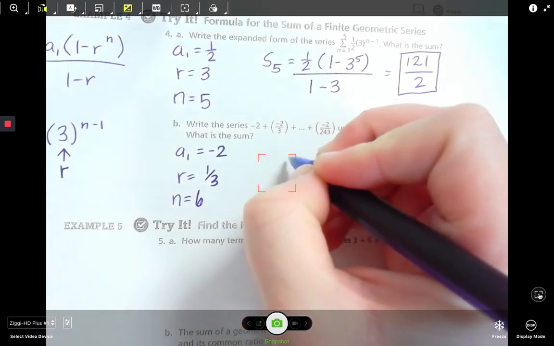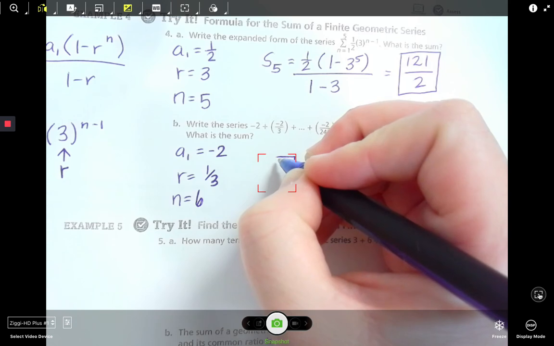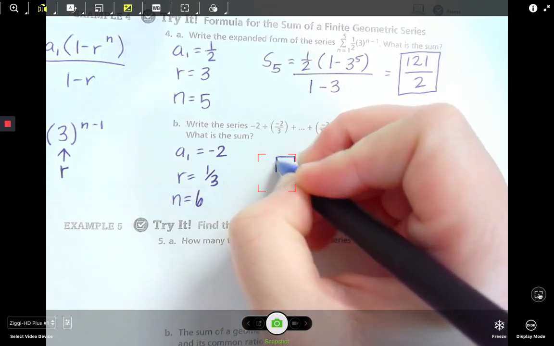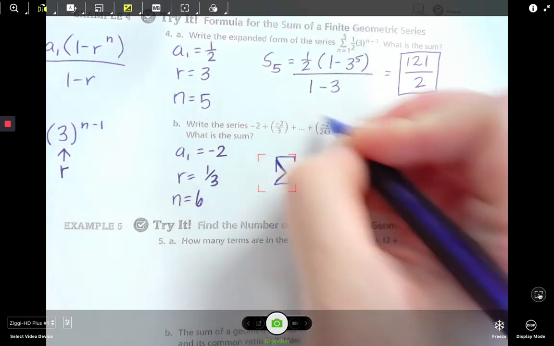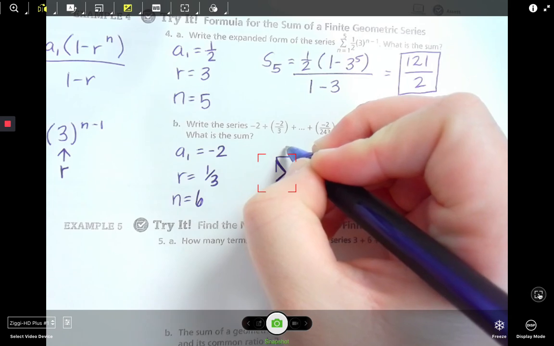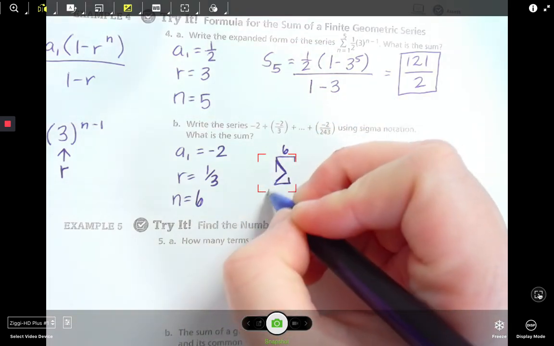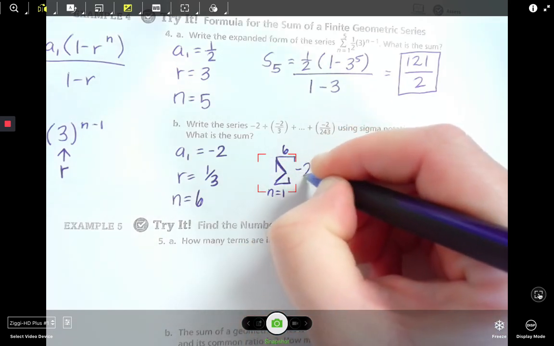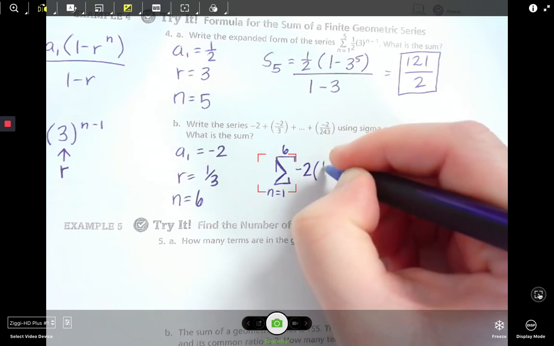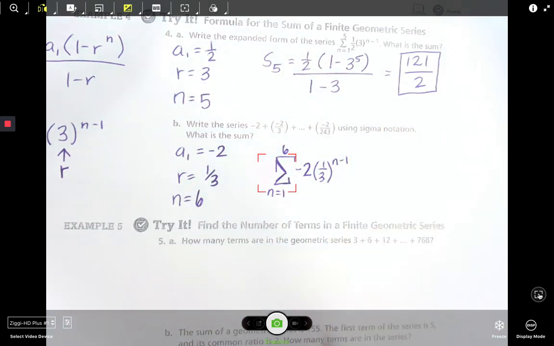So I'm going to write this in sigma notation. So I write that big sigma sign. And then they also want us to find the sum of this series. So we know 6 goes up here. That's our n value. N equals 1 is always at the bottom. Our first term goes first. Our common ratio is written second. And then we write n minus 1.